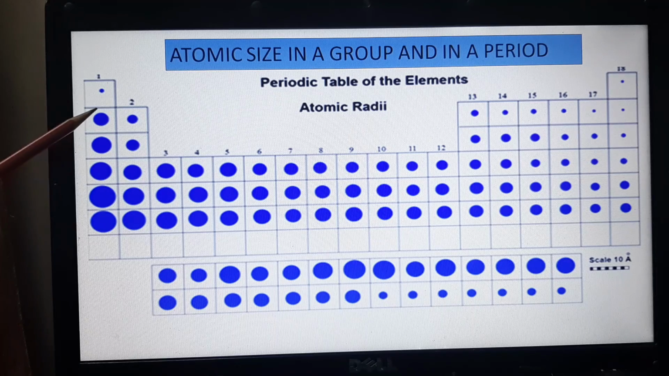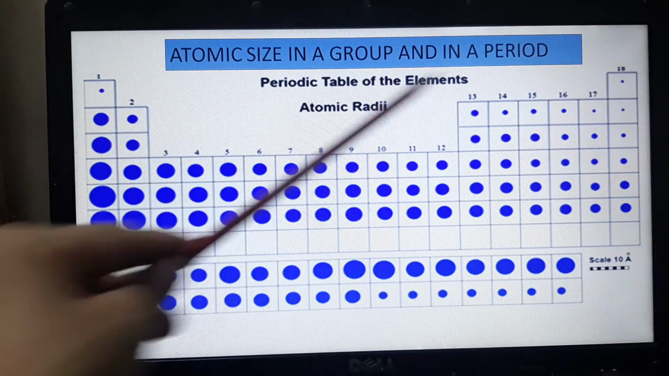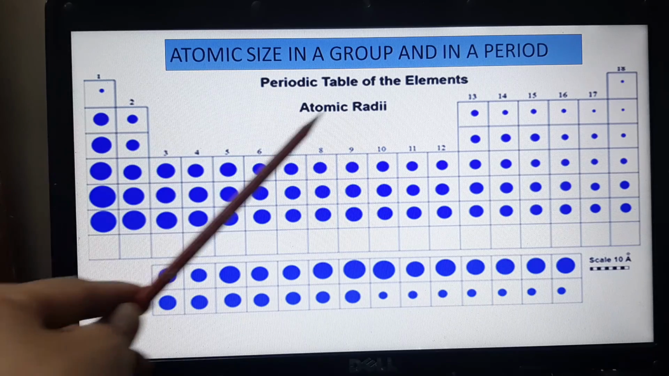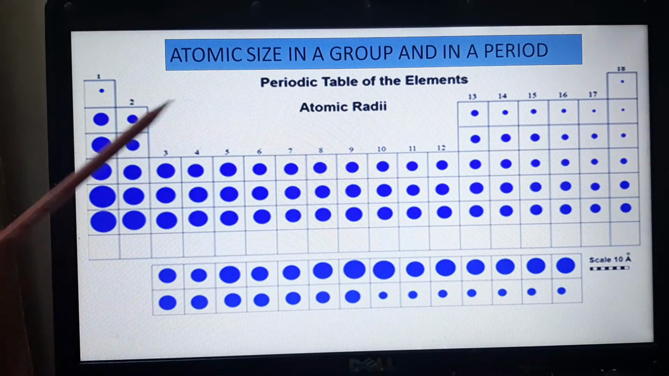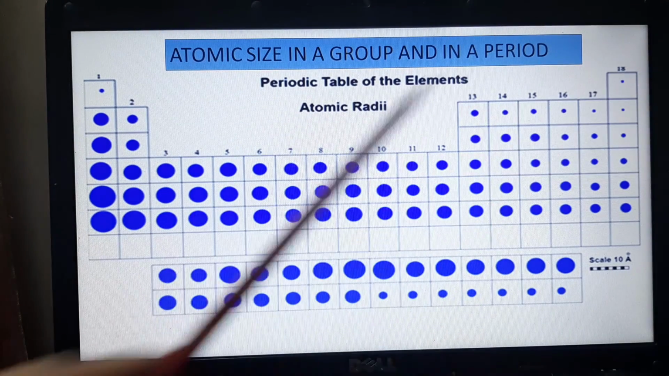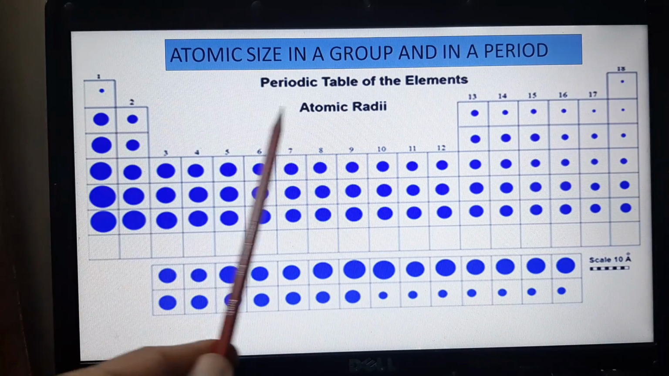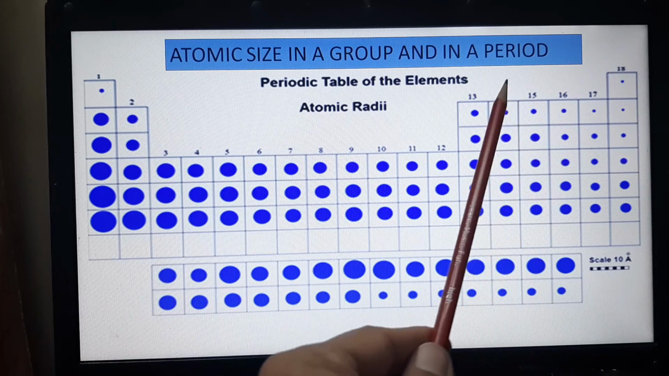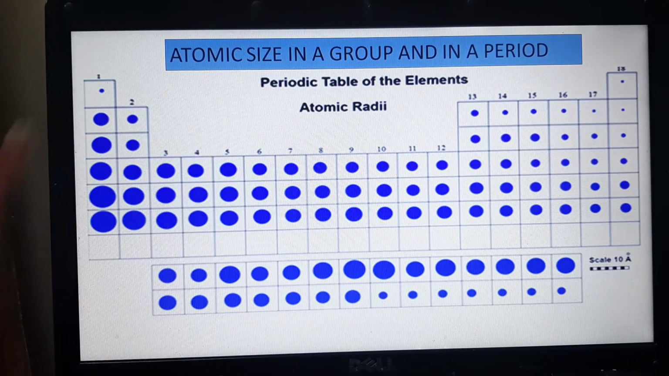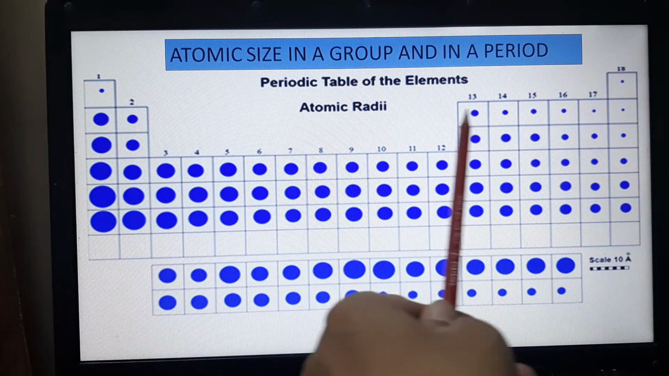Now we know that in any period the electrons are being added to the same shell, because all these elements in the second period have just 2 shells. So electrons are successively being added to the same shell. Now as they keep getting added to the same shell, the size of the atom reduces, because the valence electrons are pulled by the nucleus towards the nucleus, and therefore since they are pulled, they get shrunk, and the atom size decreases from left to right.